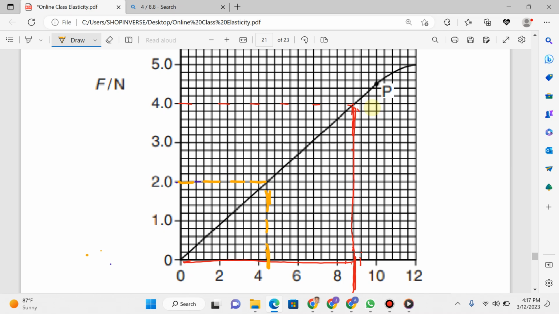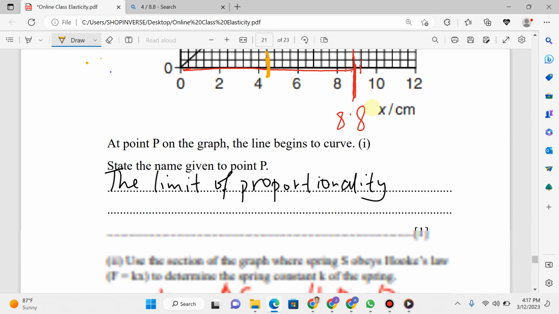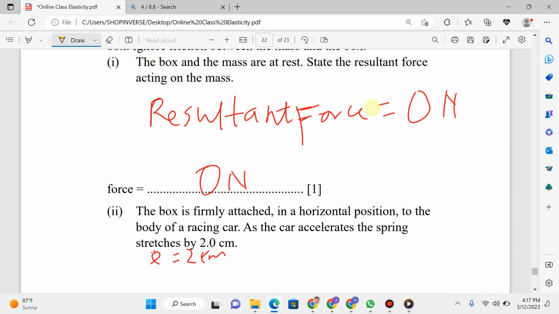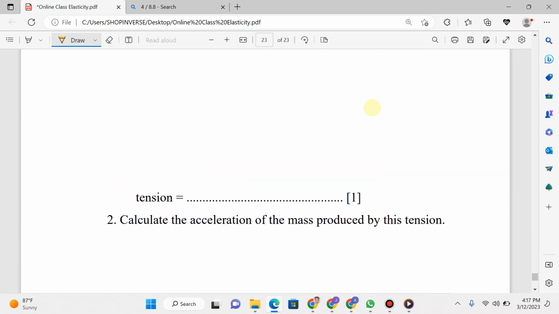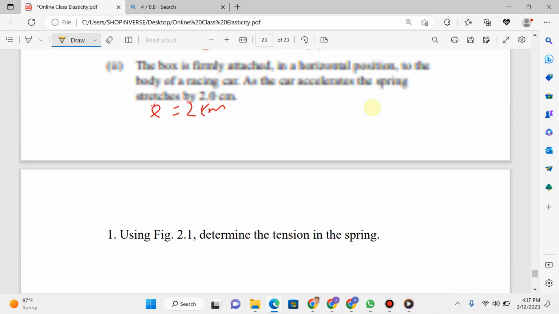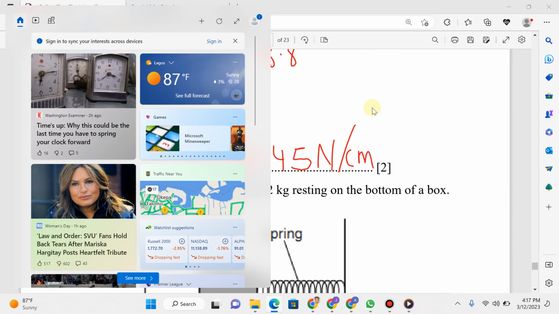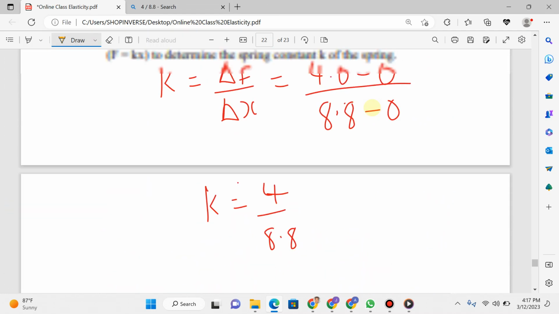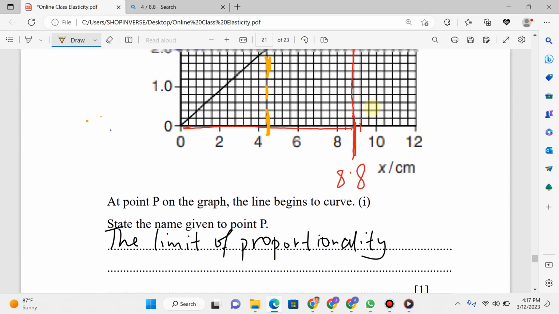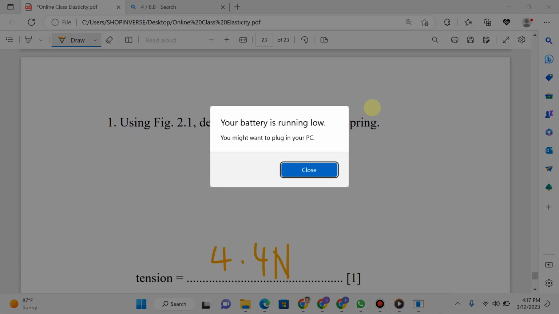What force do you have here? This is 4.4 because each tiny box is 0.4 units. So our force, or tension, will be 4.4 Newton. Tension refers to the force. Tension in a rope refers to the force in the rope. So our answer is 4.4 Newton.